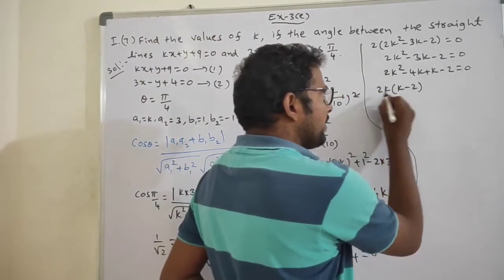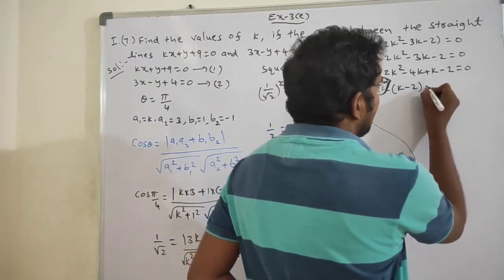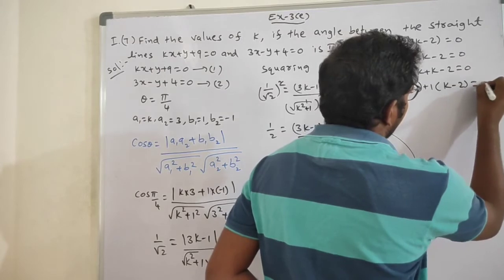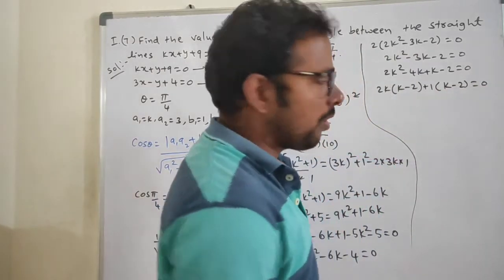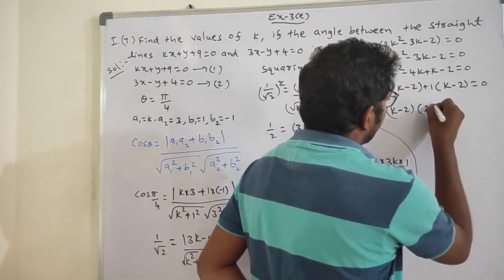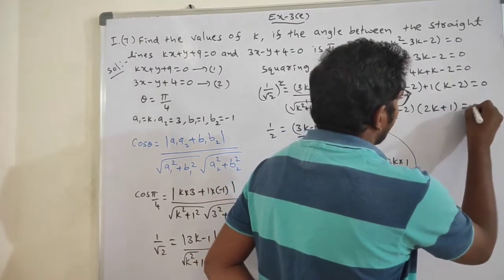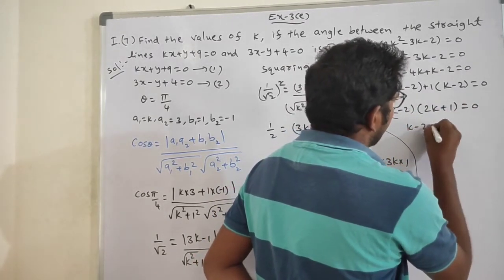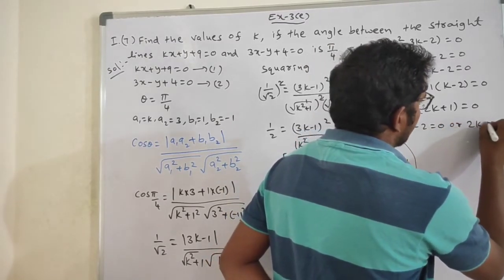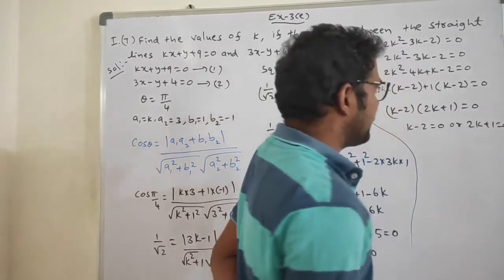So if I take 2 common, remaining there remains 2 only, plus take out 1 common, remaining k minus 2 equals 0. Again what is common? k minus 2 common, remaining 2k plus 1 equals 0. So k minus 2 is equal to 0, or 2k plus 1 is equal to 0.